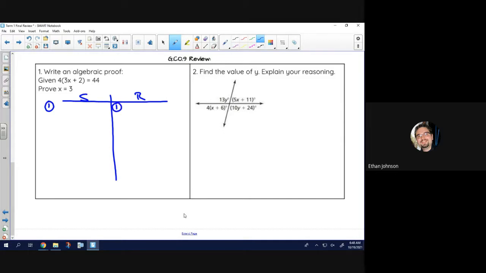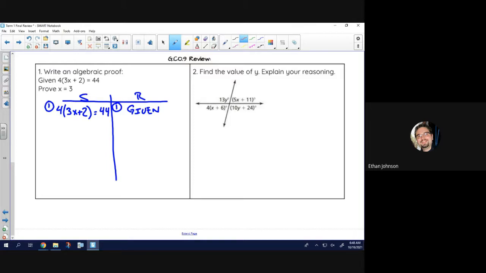So, just like any other proof, we write down our given statement. So in this case, it's an equation. 4 parentheses, 3x plus 2, close parentheses equals 44. And that is given. Now for the algebraic proof, we're just going to state what we did to solve.